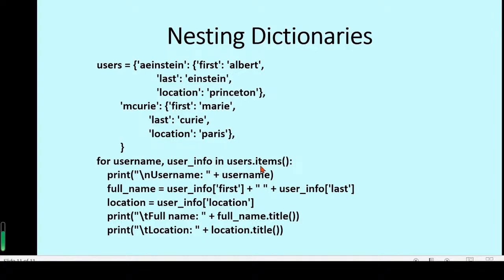Next, we can write a for loop. In the for loop, first use the items method for users. Users is the main dictionary. Then items will get the username and user info pairs. Then print a message. Then we create a variable called full name, from user info. User info is a dictionary. User info's first name plus user info's last name, concatenated with a space. Then location is user info's location value. Next, we can print a message with full name and location, title form.